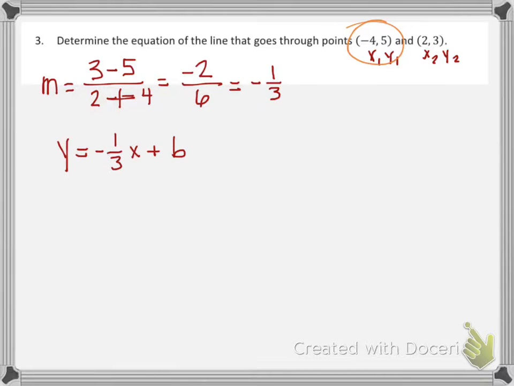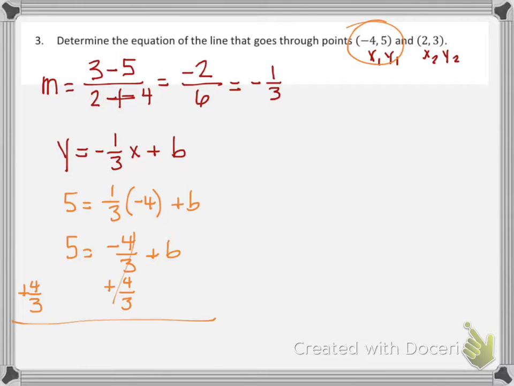Could use either one. Y is 5 is equal to -1/3 times x is -4 plus b. 5 is equal to -1/3 times -4 is a +4/3 plus b. And then I just need to subtract 4/3 from both sides. The 4/3 on the right side cancel. I get b is equal to 5 minus 4/3.